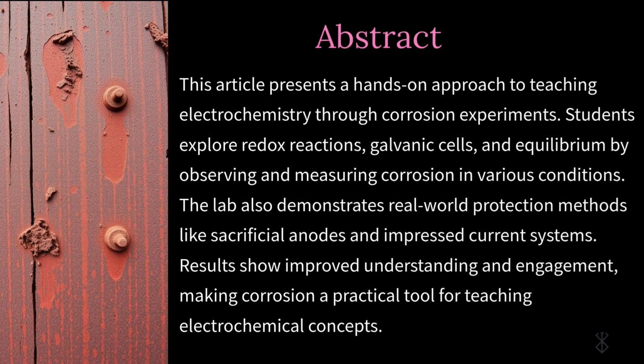The experiment introduces students to real-world corrosion phenomena under various environmental conditions, including neutral, acidic, and saline environments. Students measure voltage, current, and mass loss, and observe chemical change visually using indicators like phenolphthalein. They also investigate corrosion protection techniques such as sacrificial anodes and impressed current cathodic protection.